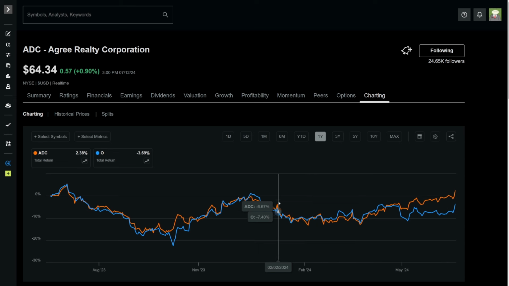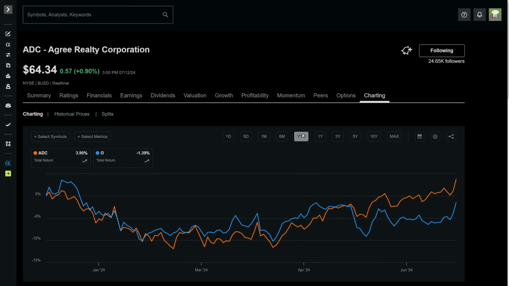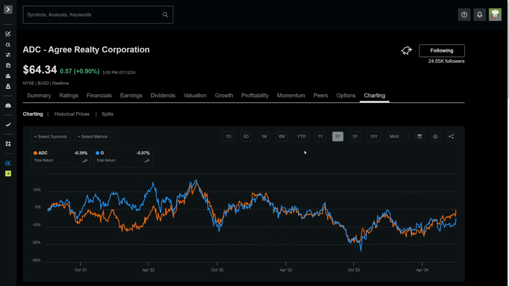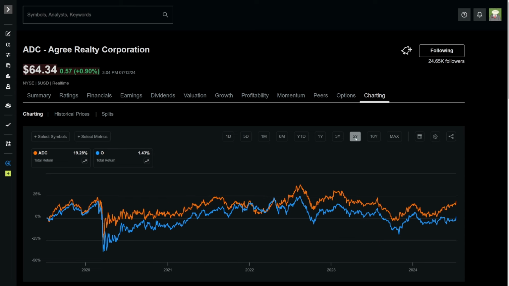So over the past year, ADC has outperformed. Year to date, ADC has outperformed. In the past month, probably doesn't matter too much, but ADC has outperformed. All right, let's go 3 years. 3 years, ADC has slightly outperformed, right? 5 years. 5 years, ADC has considerably outperformed on a total return basis. 19.3% return versus 1.4% return.